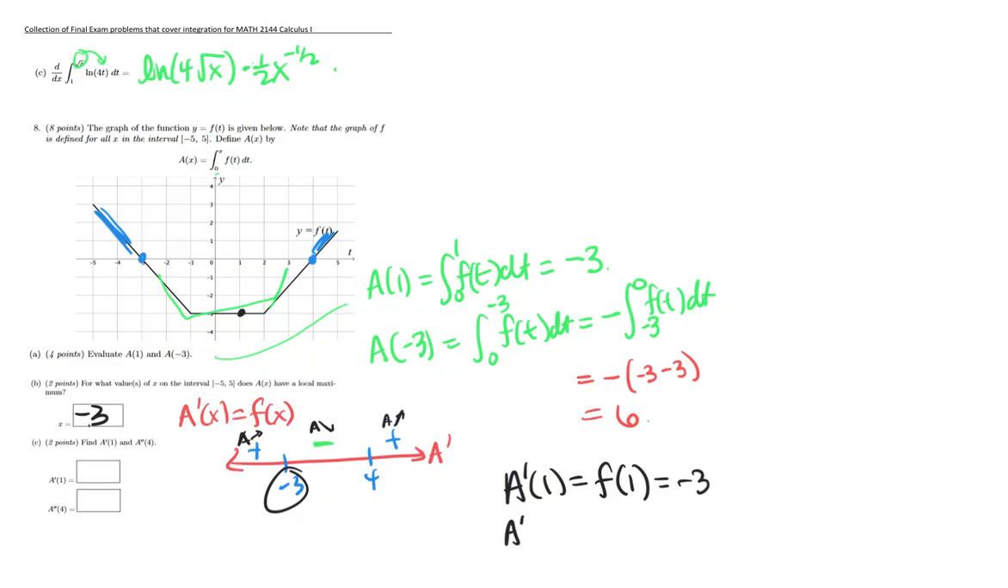And a double prime of 4 should be f prime of 4. So if I look at 4, what is the slope there? That might not be simple. Let's see here. So the slope is the slope of this line. So maybe we'll go from this point to this point. So it's up 3 over 2. So rise is 3, run is 2, so 3/2.